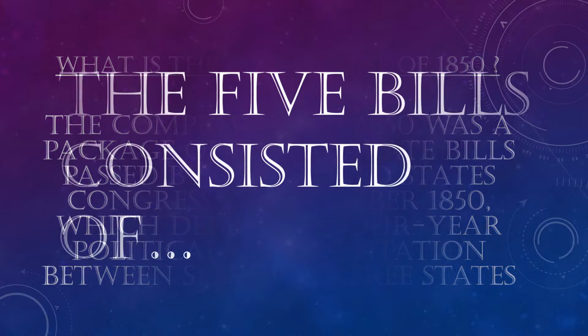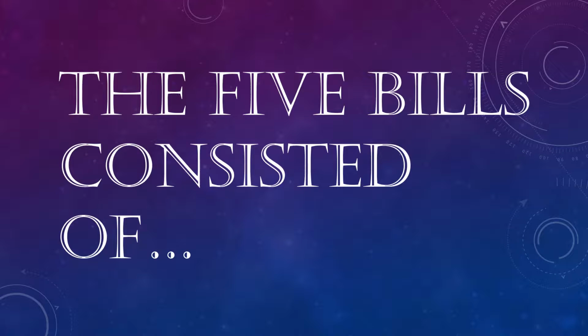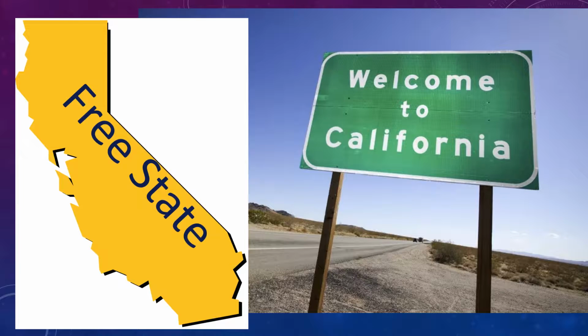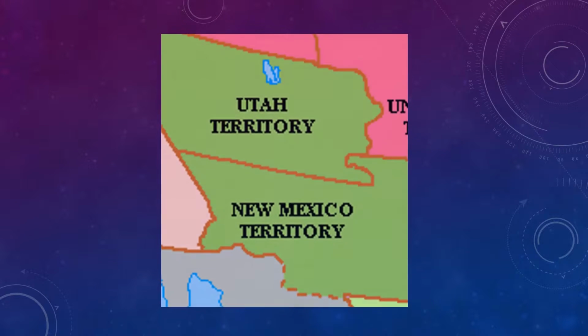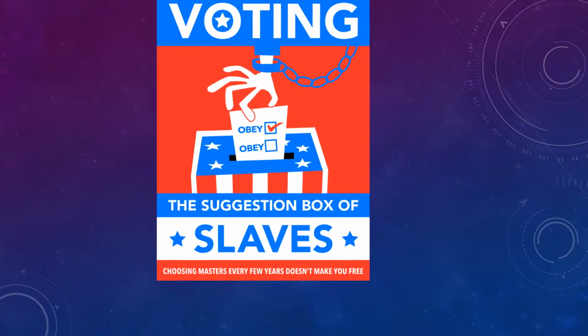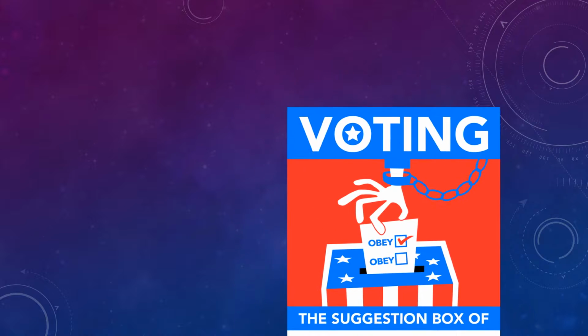Those 5 bills consist of: California would be admitted as a free state. The remainder of the Mexican cession will be divided into 2 separate territories, New Mexico and Utah. And these territories would decide by popular sovereignty whether to be slave-holding or free.